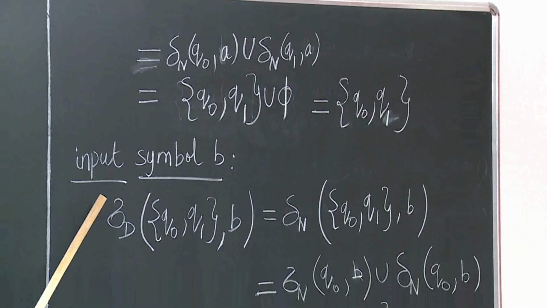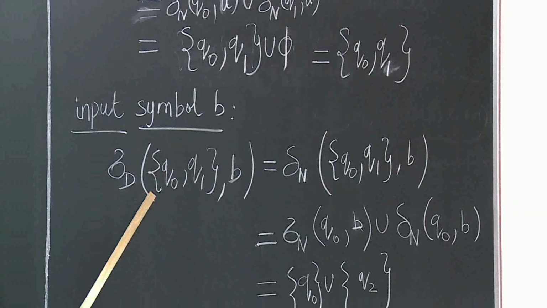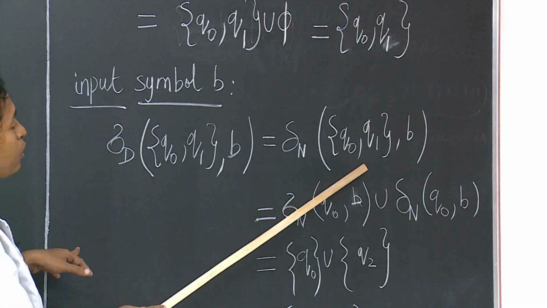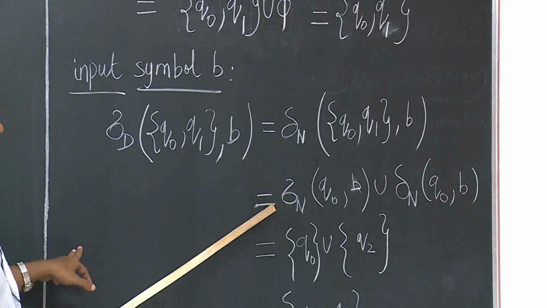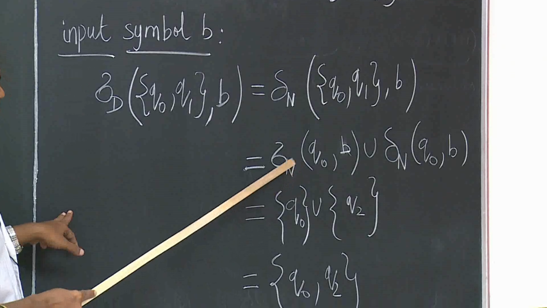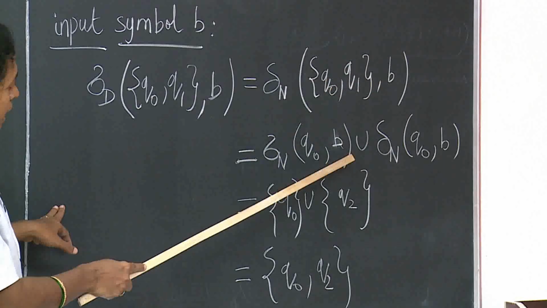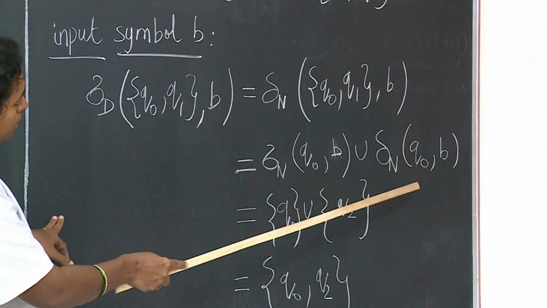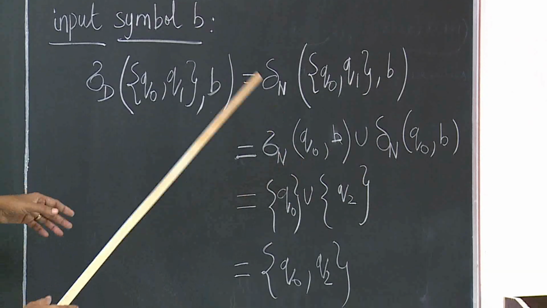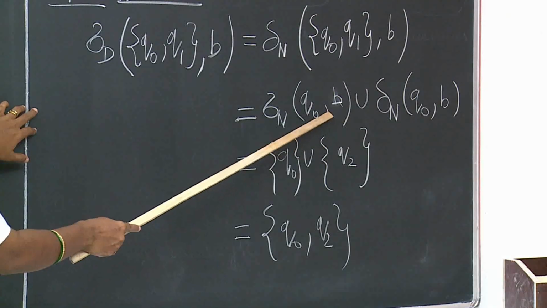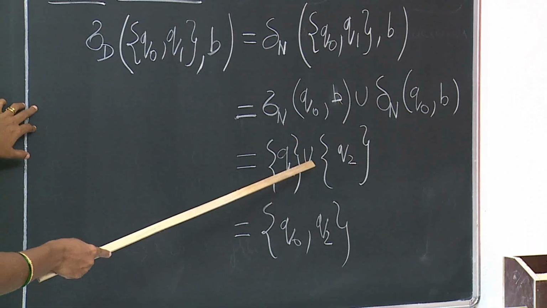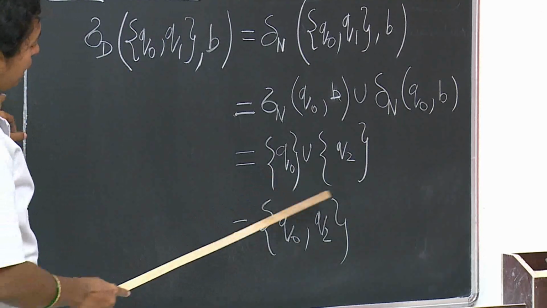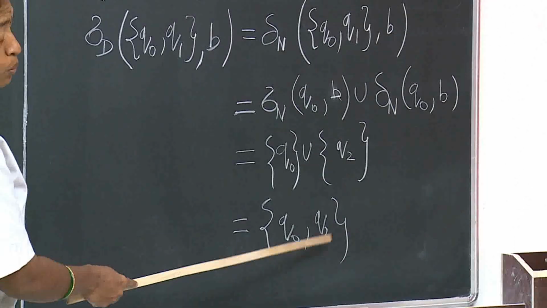Next we can see the input symbol B. Here also we have two states and one input symbol, so we have to find the union of this. The union will be δ(Q0, B) union δ(Q1, B). If we see Q0, comma B, its output will be Q0. For Q1, comma B, it will be Q2. Finally, if you combine this, it will be {Q0, Q2}.